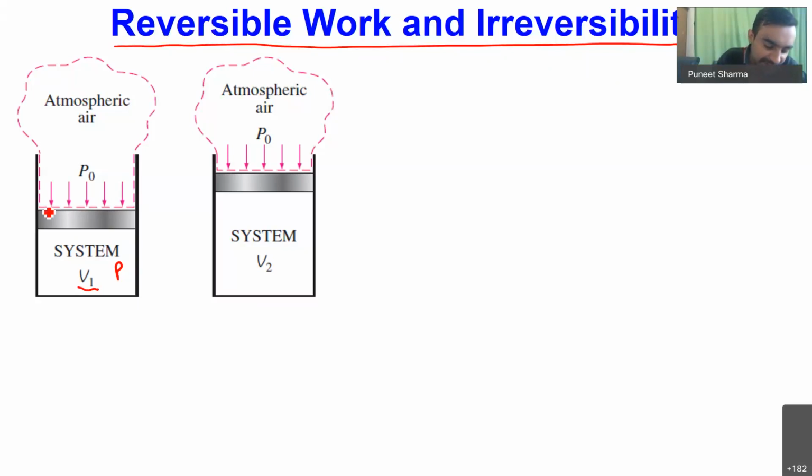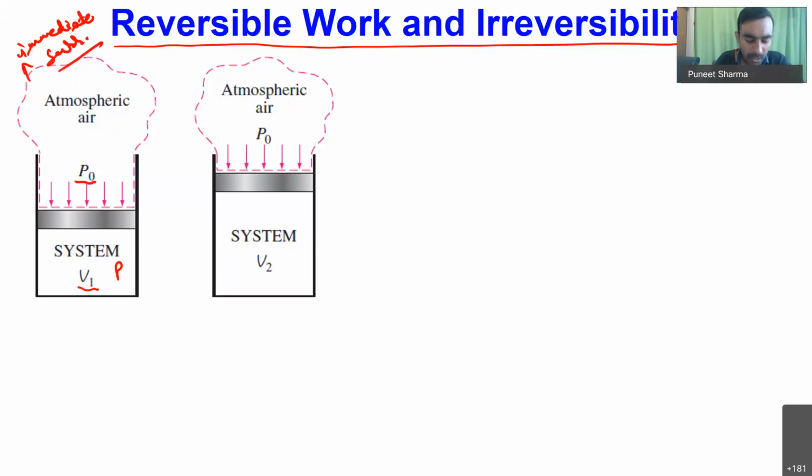Now what I have done, this dashed line I have shown is nothing but the immediate surrounding to this system. In this immediate surrounding, obviously we will have our pressure equal to atmospheric pressure. So that pressure I am calling P naught.